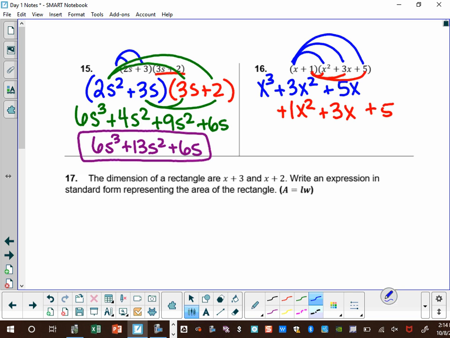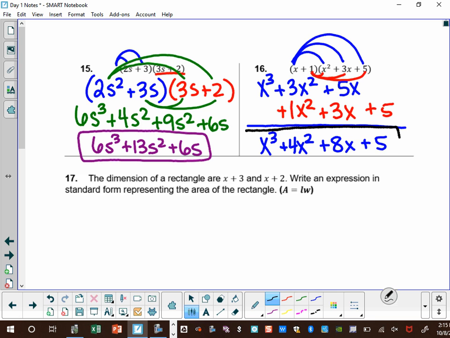5. All right, so now that I have this, I'm going to combine like terms. Can I combine anything with x squared, or x cubed? No, let's bring it right down. 3x squared plus 1x squared is 4x squared. 5x plus 3x is what? 8x. And then my positive 5 just comes straight down. That's all you have to do. That's your answer.